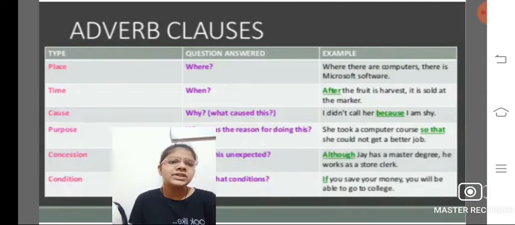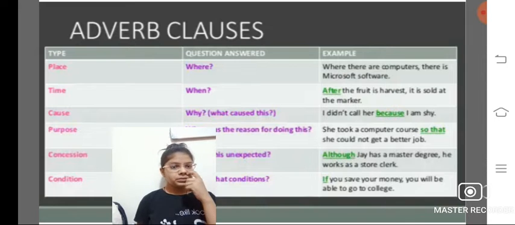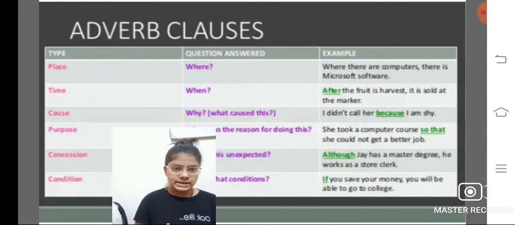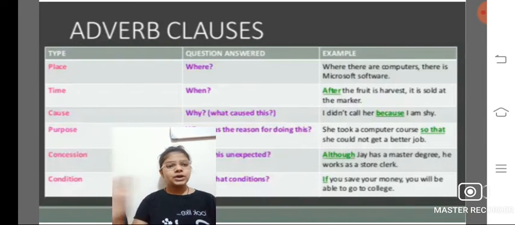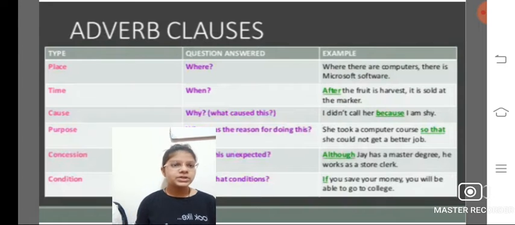So here some examples are given. I don't think there is a need to explain all these examples. You can take a quick screenshot of this and you will come to know about all those things. Okay, so it's pretty easy, something like that.